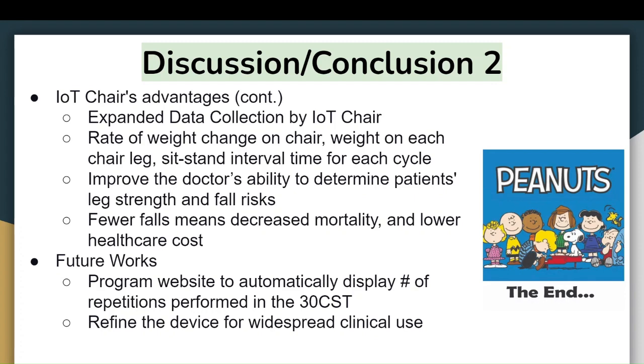And so in the future, what we can do is that we can first program the website to automatically display the number of repetitions performed in the 30-second test. Because remember, as I showed before, we have orange and green dots representing a sit to stand. And so in the future, we can just automatically display as an integer value the number of repetitions, making the website even easier for a doctor to use. We could also refine the device for widespread clinical use.